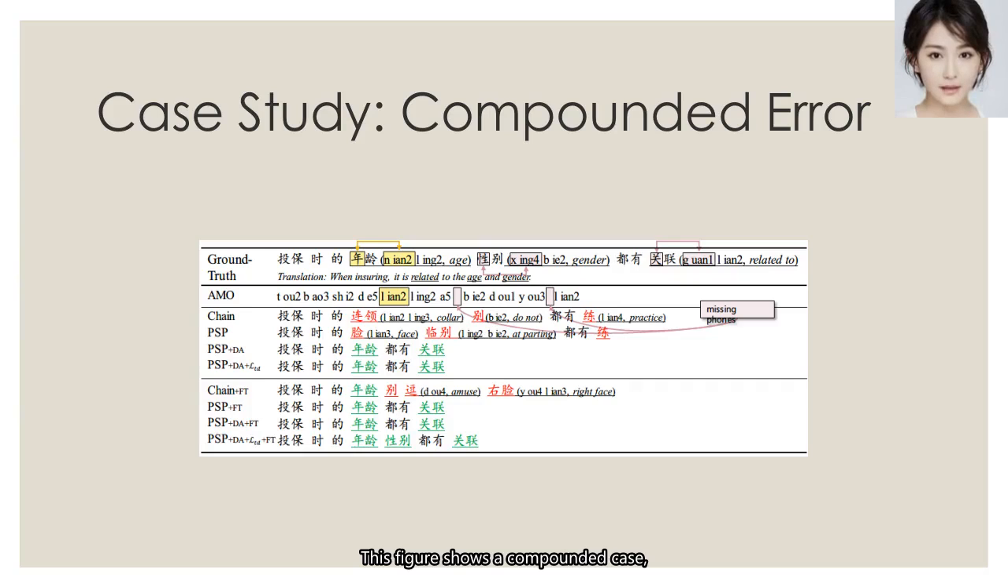This figure shows a compounded case, where some phones are missing in AM. Therefore, the chain model and the bare PWT model fail to generate a valid sentence. With in-domain fine-tuning or phone perturbation heuristics, the bare PWT model generates a valid sentence but still misses some words. While with complete pre-training and fine-tuning, the severely tainted speech can be correctly translated. It is worth noting that when a long-range continuous phone sequence is missing, all of the models fail to recover it.